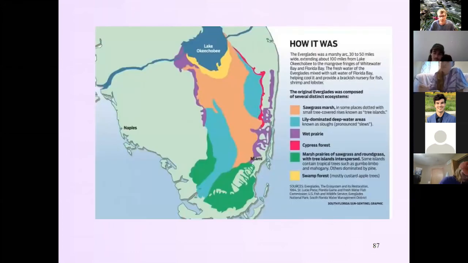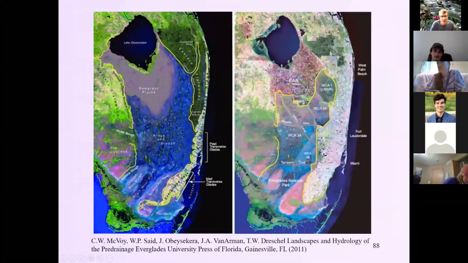So here's the historic thing. Lake Okeechobee is a large lake, and it flowed out into the ocean, but then a lot of the sheet of water came across Florida and worked its way out into the Gulf of Mexico here. And we have sawgrass marsh, lily dominated deep water, wet prairie as you get a little bit higher, cypress forest. There's a band of cypress forest along the edge of it. Marsh and sawgrass and trees, and then swamp forest up next to Lake Okeechobee. So this is what it was.